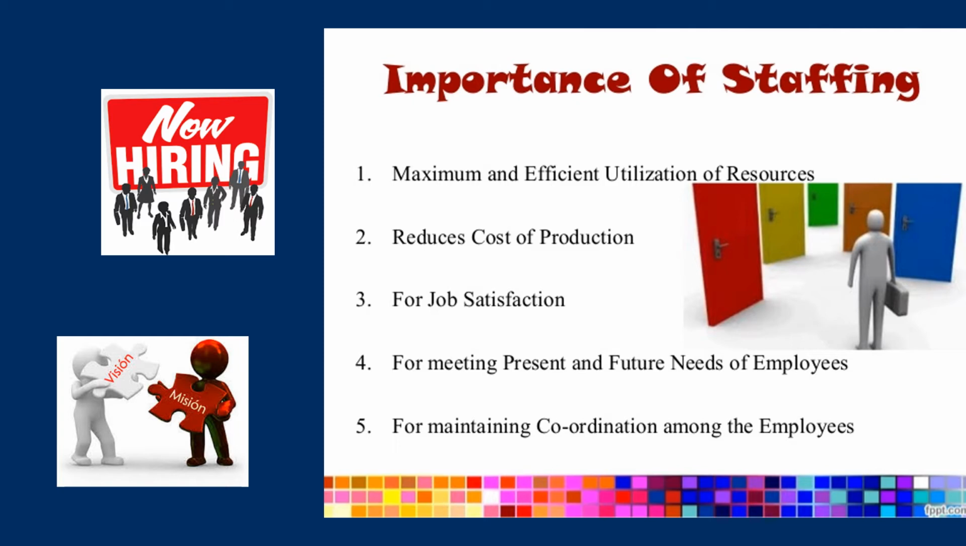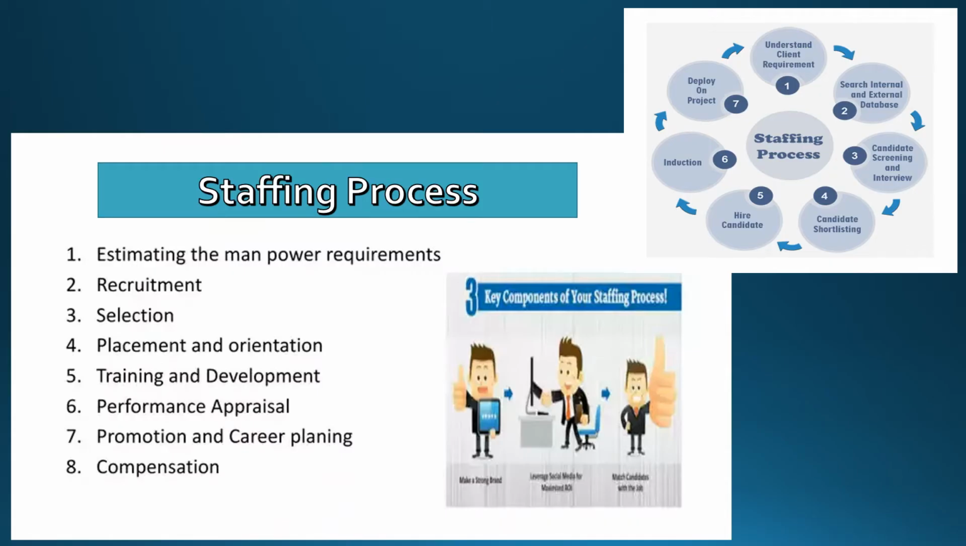Now the third one, job satisfaction. It is also important for the society and the workers who work in the organization, whether they are satisfied with their jobs and getting the proper salary for their work or not. Fourthly, meeting present and future needs of employees. At the same time, staffing means they have to forecast and plan for the future. And lastly, maintaining coordination among the employees. It is very much important in any organization to maintain coordination between the employees and the senior level management. If you maintain the coordination between these two, then the profit and the running of the business will be very smooth.